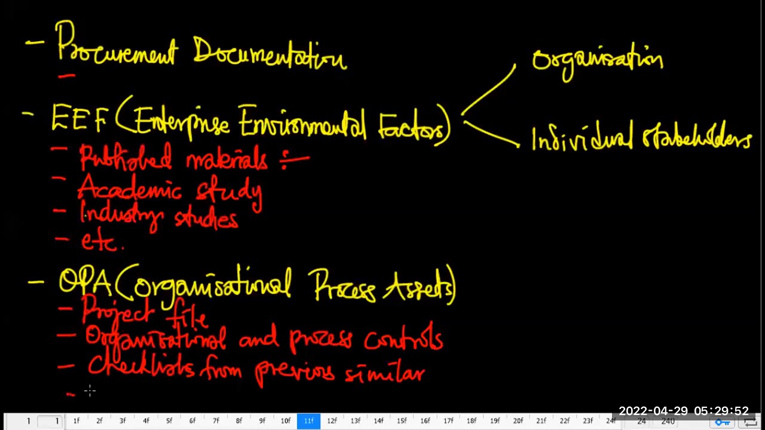Checklists from previous similar projects. So this is also an organizational process asset, right? It's part of the process to present a checklist during risk identification. So use that checklist to be sure that no risk has been left out as much as possible.